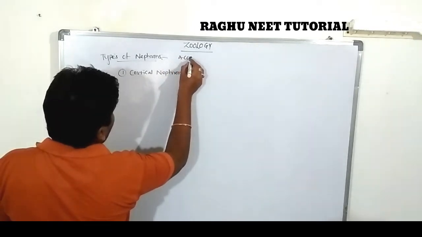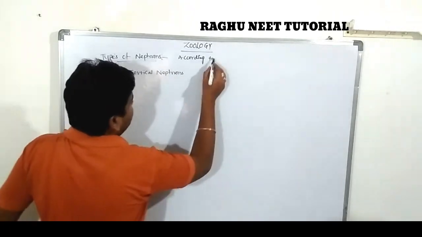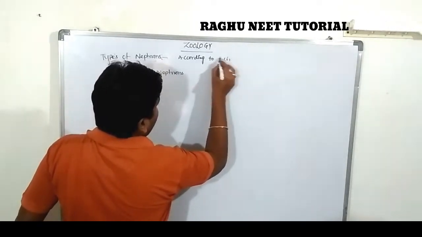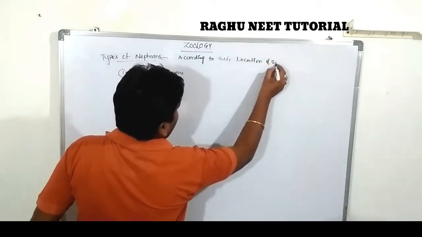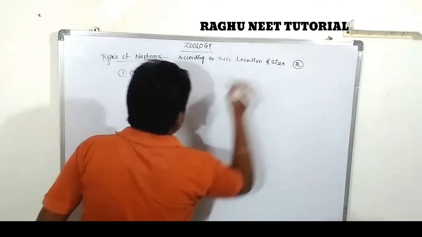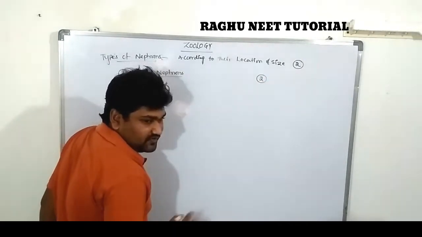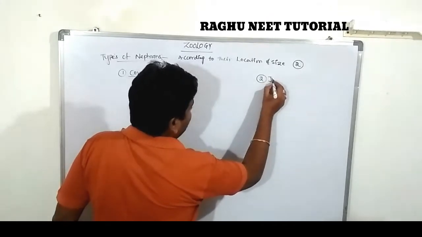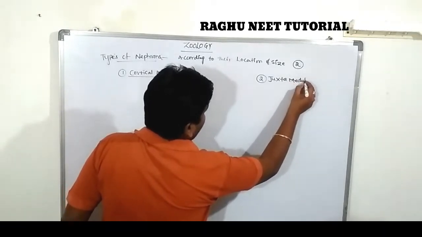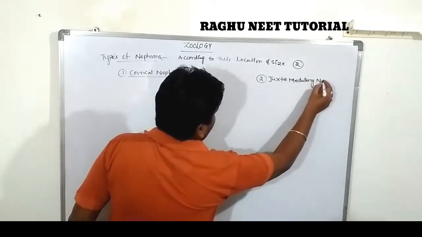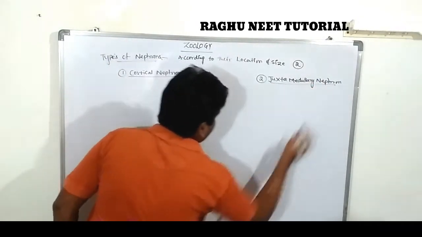According to their location and size, location being very important, nephrons are classified into two types: the cortical nephron and the juxtamedullary nephron. This is very important in examinations for 2 marks.